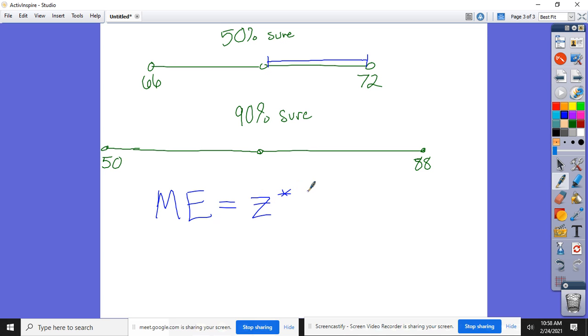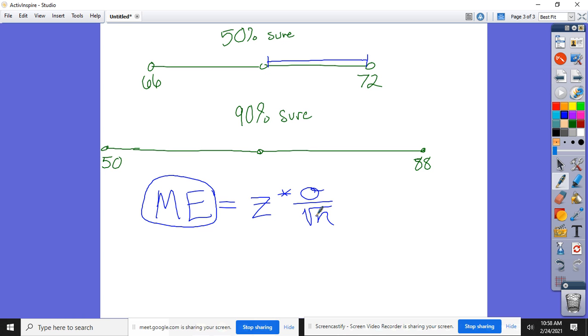Times, directly related and indirectly related. If I want to see how this changes, what things over there? I've got three things. I've got a z, a sigma, and a square root n. I have two that are going to have a direct relationship change with margin of error, and one of them is inversely related. Which two, the way they change is going to change my margin of error?